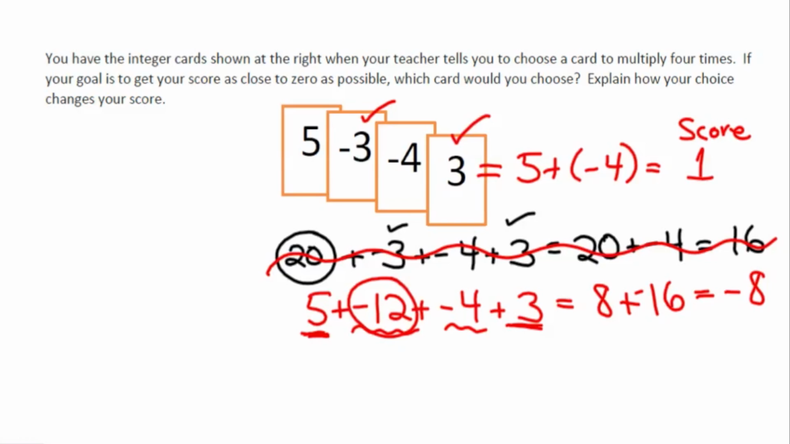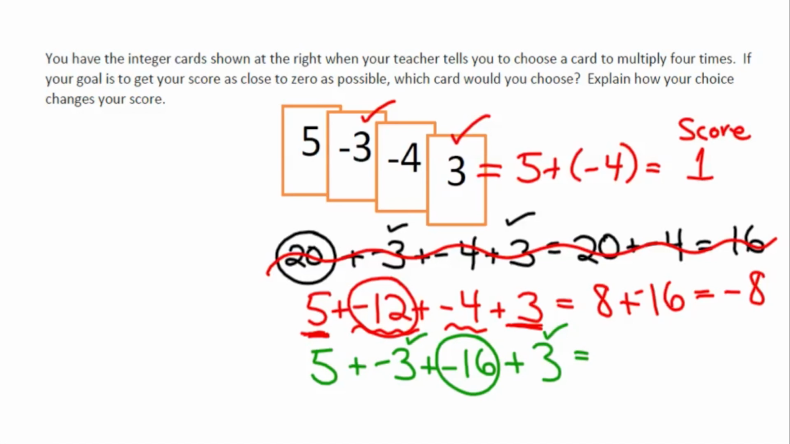Maybe that's even better. So if I multiply the third card, the 5 will stay 5, the -3 will stay -3. Now the -4 will now become -16, and then I'll keep the 3. I've now changed that card. Now, again, I have my opposites, -3 and 3, so they'll cancel out. So I really have 5 plus -16, or -11. Comparing that to the previous score, I see that's further away from 0, so that is not any better.